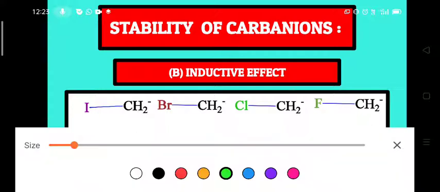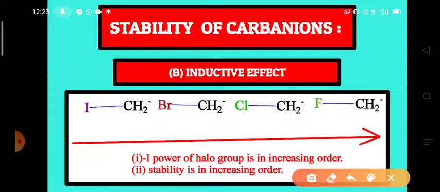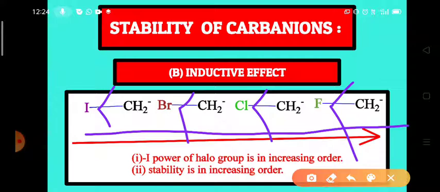Okay, now. So iodine is a weaker minus I effect group than bromine. Bromine is a weaker inductive group than chlorine. Chlorine is a weaker minus inductive group than fluorine. So here the minus I power increases from iodine to fluorine.